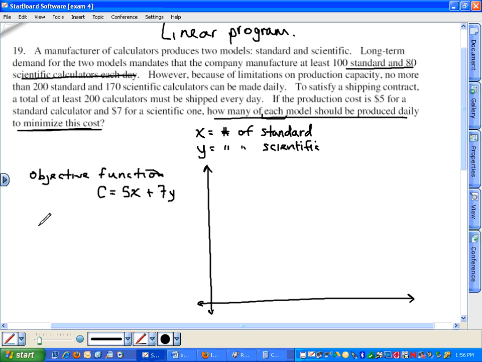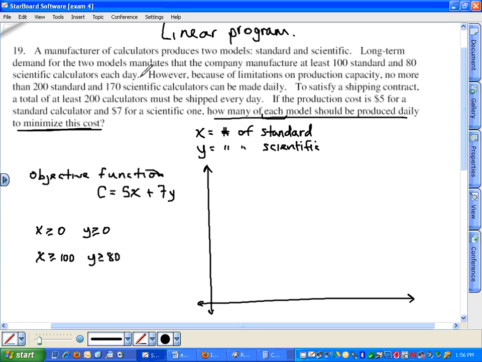Well, the two we need to start with obviously are x greater than or equal to 0, y greater than or equal to 0. They have to produce a positive number of calculators. Now, at least 100 standard calculators. At least means they have to produce 100 or more, so x is greater than or equal to 100. For y, that's 80 here, scientific, so y is greater than or equal to 80.